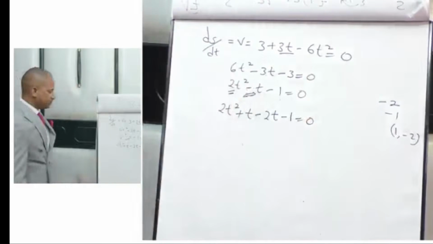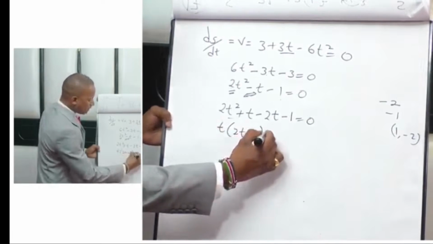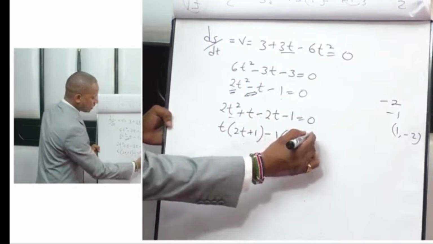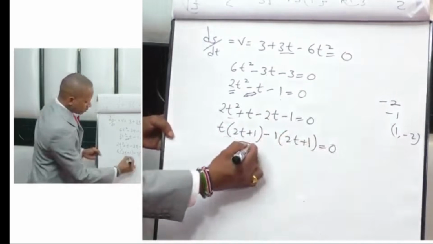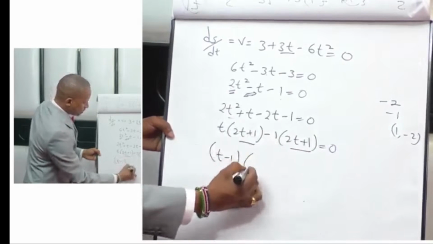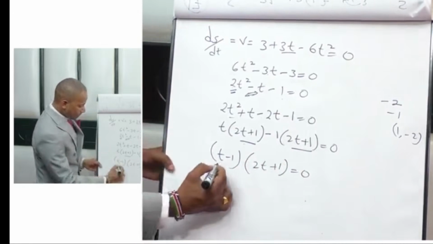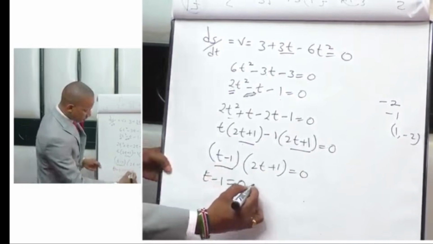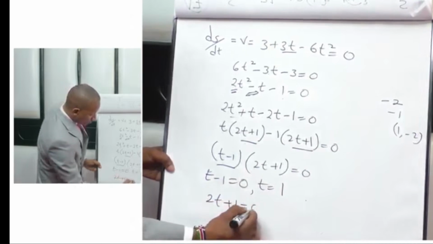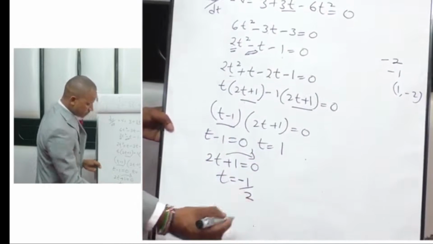Just solve this quadratically. Factor the common term, which is t, into 2t plus 1, minus the common factor 1, into 2t plus 1, since minus times minus is plus, equals 0. Because these are the same, I collect the common factor, which is t minus 1 into 2t plus 1 equals 0. Remember, I'm going to get two values of t. So t minus 1 equals 0, so t equals 1. Then 2t plus 1 equals 0, so t equals minus 1 over 2.